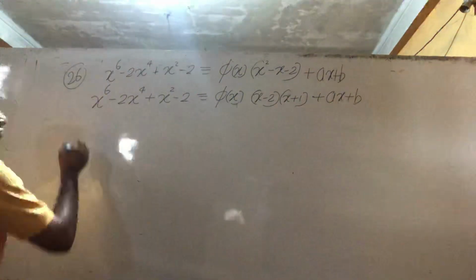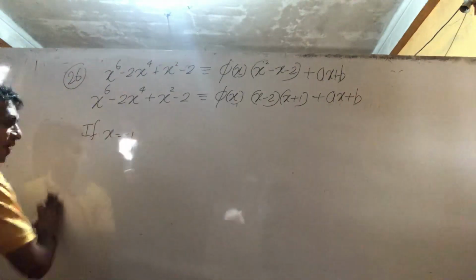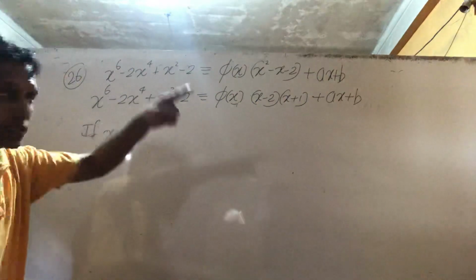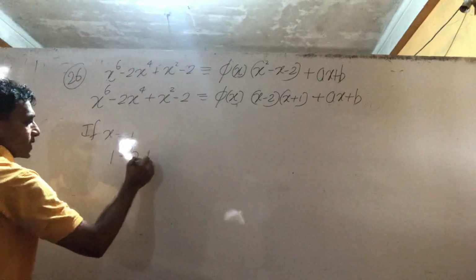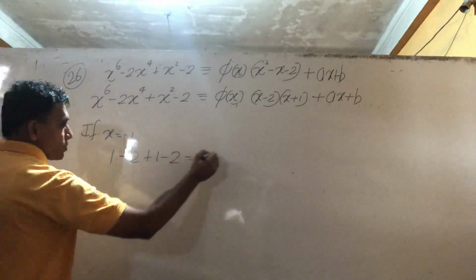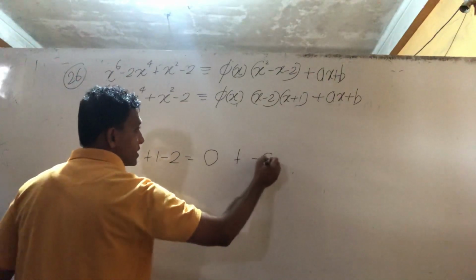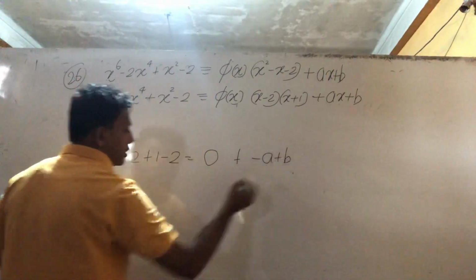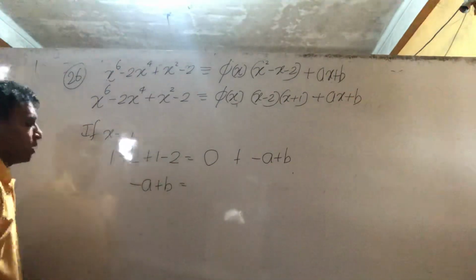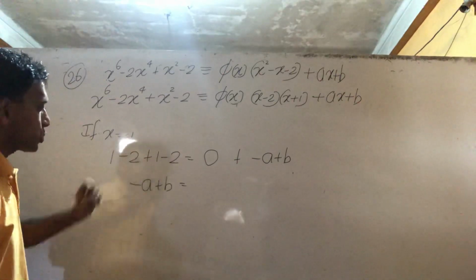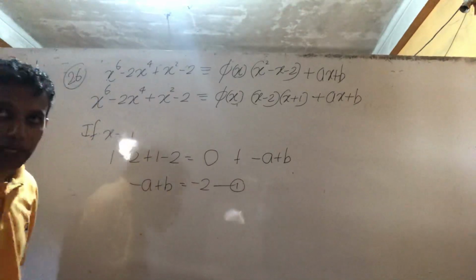So apply. If x equals minus 1, write minus 1. Here 1, here minus 2, plus 1, minus 2, 0. Put x equals minus 1, that is minus a plus b. Therefore, minus a plus b equals minus 2, minus 2, minus 2, is it? Yes. Your first equation, okay.